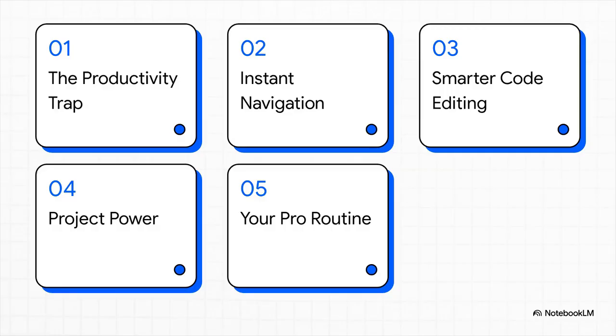So here's our game plan. We'll start with what I call the productivity trap. Then we'll get into instant navigation and smarter code editing. After that, we are going to unleash project power, and we'll wrap it all up by building your pro routine.